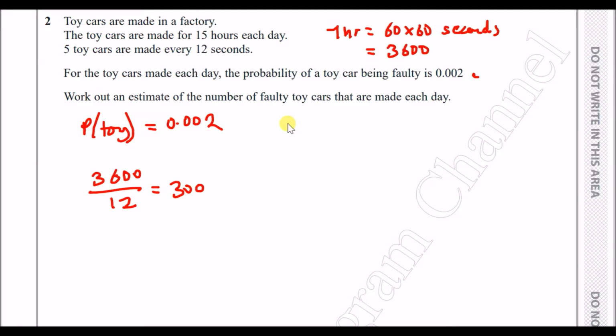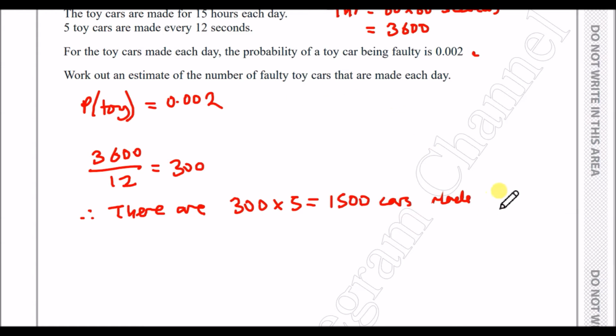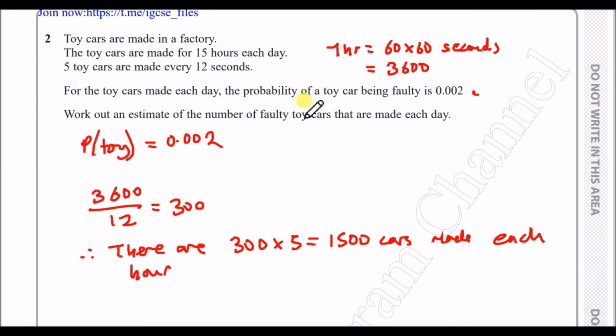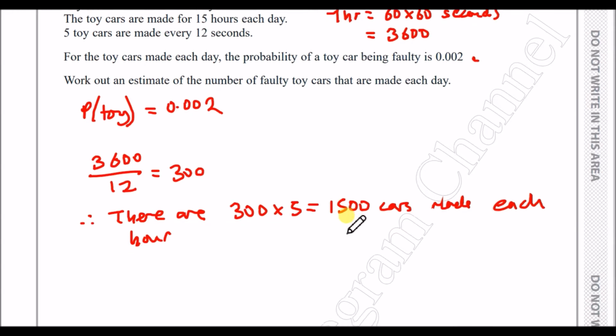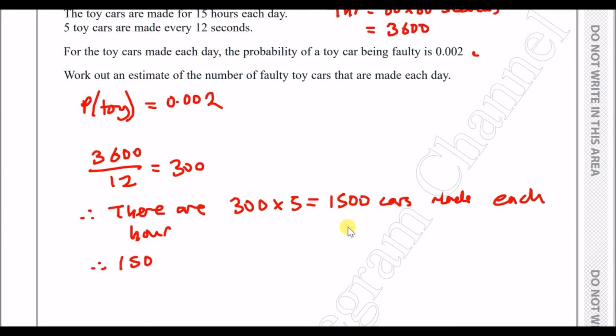So this means 300 multiplied by 5 toy cars will give us how many cars are made in an hour. So therefore, 300 times 5, which is 1,500 cars made each hour. So not daily, sorry, each hour. Okay, and because we know that toy cars are made for 15 hours each day, we're going to multiply this answer by 15. So that's another step. 1,500 cars times 15 hours gives us 22,500 cars.